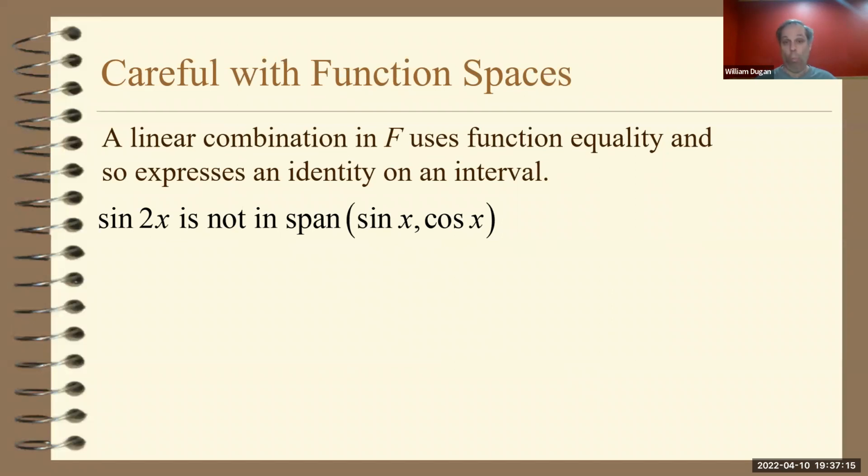Okay, one more example of doing this: you have to be careful with function spaces. When you write down a linear combination with functions, it's understood to be of x. That means that you write down an identity, something that's true for every x, not 1 or 2, but every input. The left-hand side, the linear combination, equals the right-hand side, the target function.